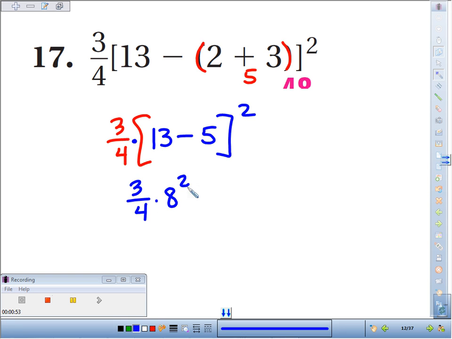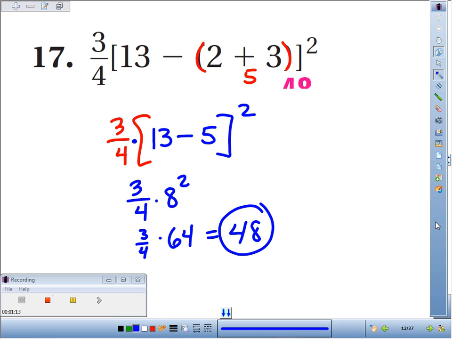Before I can multiply, in GEMDAS, we've got exponents. So 8 squared gives me 64. It's not 8 times 2. It's 2 factors of 8, so 8 times 8. So we're going to take 3/4 of 64, 3/4 times 64, which comes out to be 48.